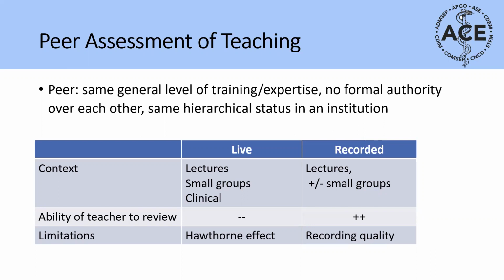And so, I think the most common example of this is when a faculty member watches another faculty member on rounds, or perhaps if you have a residents-as-teachers program, a resident will watch another resident teaching. Peer assessment of teaching can either be assessment of live teaching, or it could be of recorded teaching. But the context probably influences whether you want to do live assessment or recorded assessment.